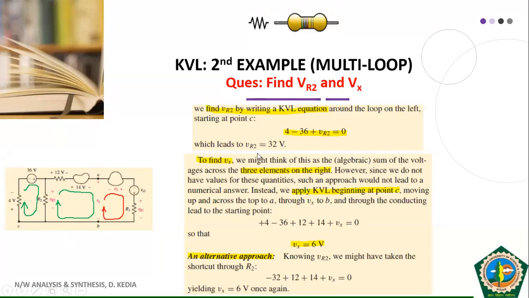Now the first thing we need to find out is VR2. You can very easily see that in the first loop, which is marked with the green line, if you apply KVL here, you will be able to straight away get the value of VR2. Kanhaiya, unmute yourself. Kanhaiya? Yes, sir. Better tell me, how will you obtain VR2 through KVL in the first loop?